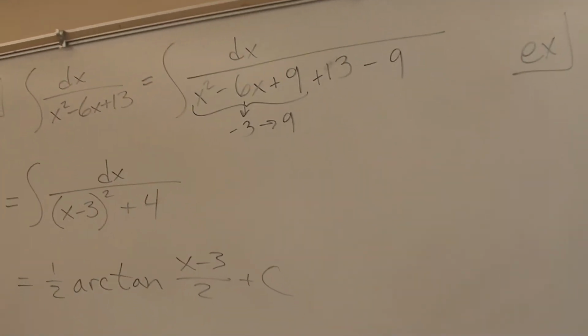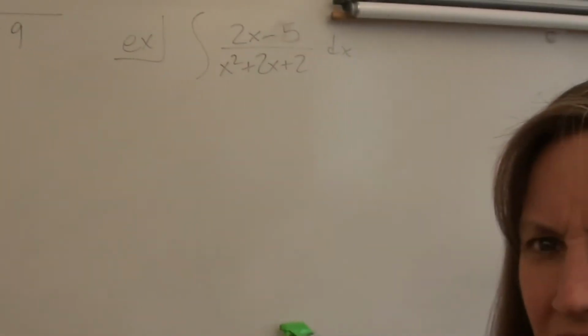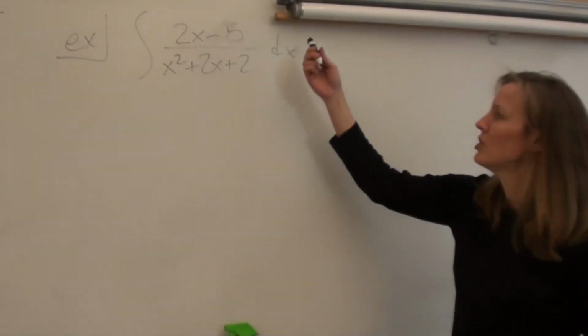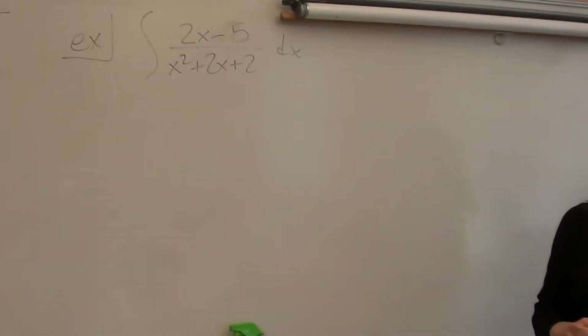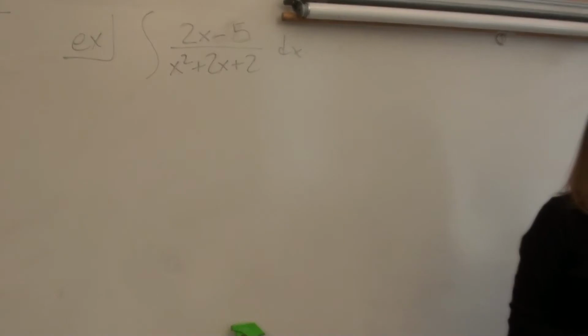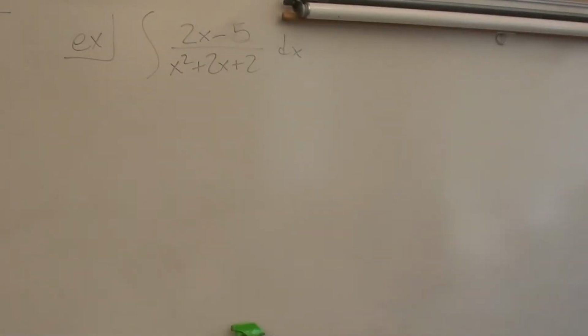So here's what we have now. We have the integral of 2x minus 5 over x squared plus 2x plus 2. What two things do you think this problem's going to involve? Completing the square and u-substitution. That's right! Now, which one do you do first? Well, when you've got a completing the square u-sub combo problem, you need to do the u-sub first.